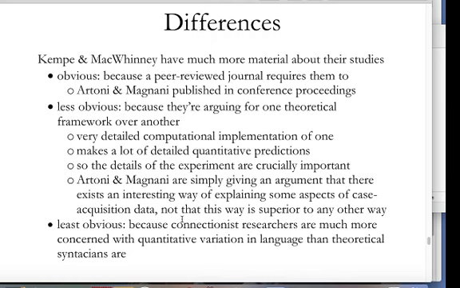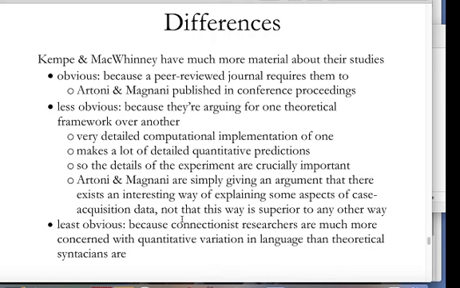Why do Kempe and McWhinney describe their materials in such detail? Because they're really making an argument for one theoretical framework over another. And they have a very detailed computer program, a computational implementation of one of those frameworks that makes a ton of detailed quantitative predictions. And so how you analyze the little fine details of the experiment are really crucially important in this paper.